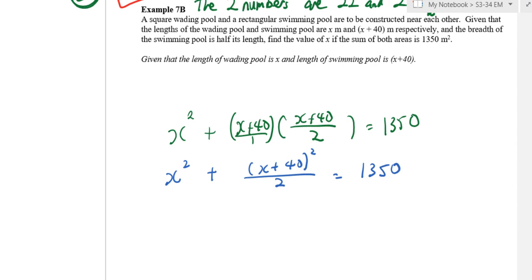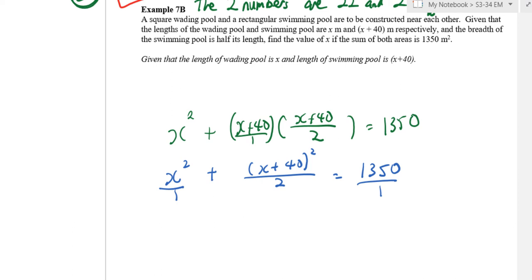Now, remember method number 1, I make everything the same denominator. So this is over 1, this is over 1. So I will group these two into a single fraction. Then I do cross multiply. Is it clear? Method number 1. Remember I split the two things.